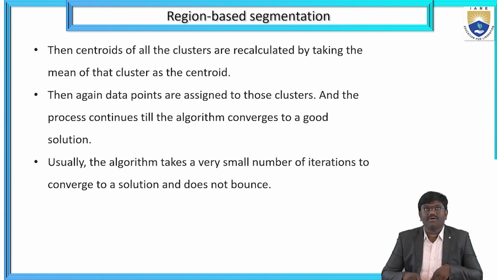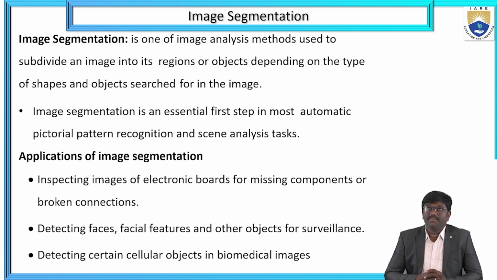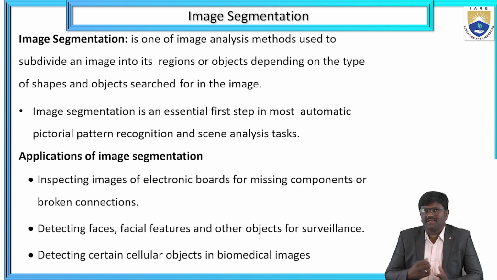This is what we have discussed about region-based segmentation, which comes under image segmentation. It is one of the image analysis methods used to subdivide an image into its regions or objects, depending on the type of shapes and the object searched for in the image. Image segmentation is an essential first step in most automatic pictorial pattern recognition and scene analysis tasks.